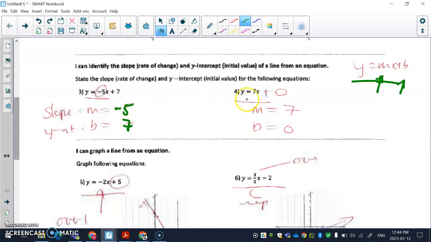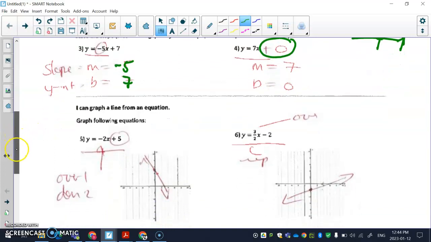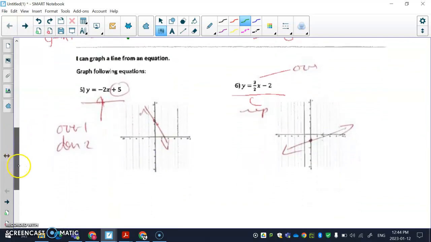This one here, what's in front of the x? It's a 7, and then what's added on the end here, or what's the intercept here? It's just going to be 0. Okay, so that is that. Don't get tricked up by that.